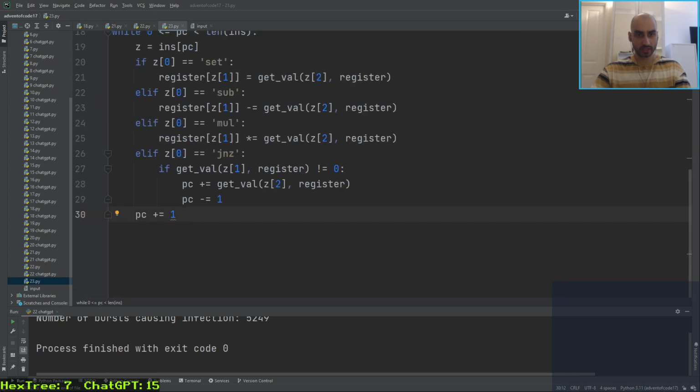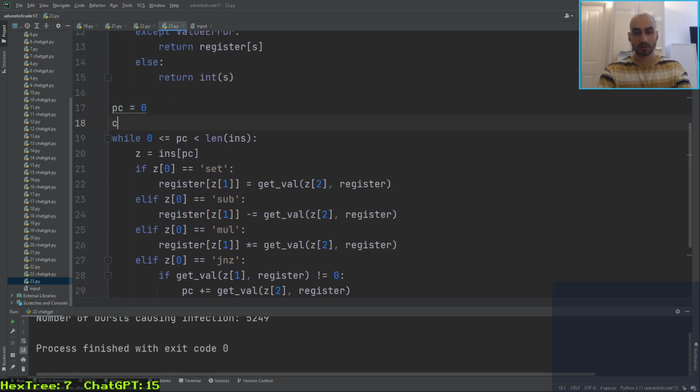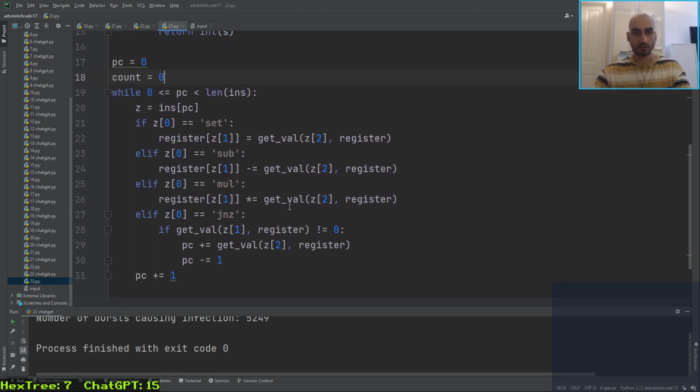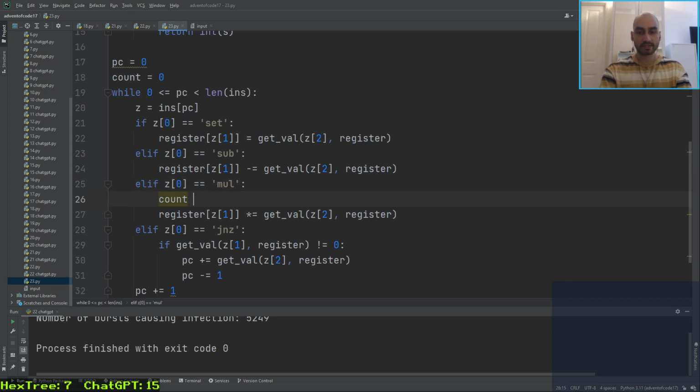Okay. And what are they asking us? How many times is the mul instruction invoked? Okay, so we got count equals 0. Count plus equal 1.